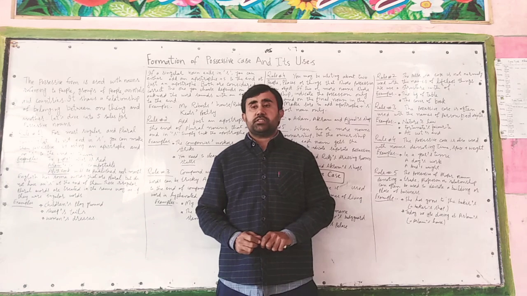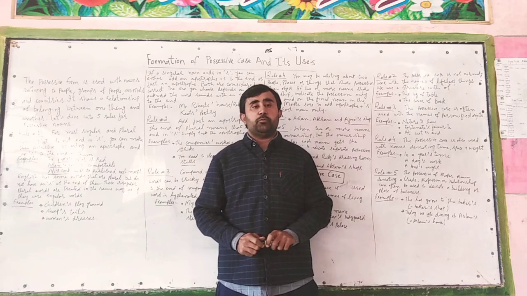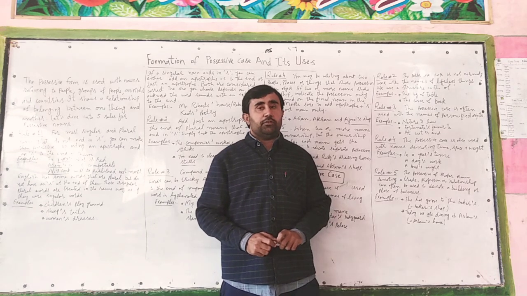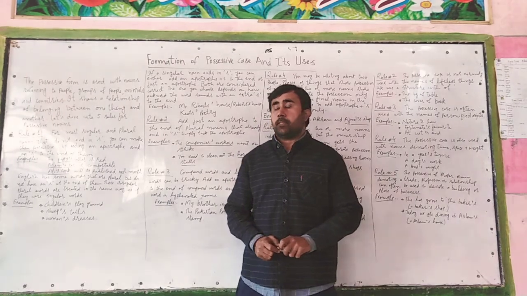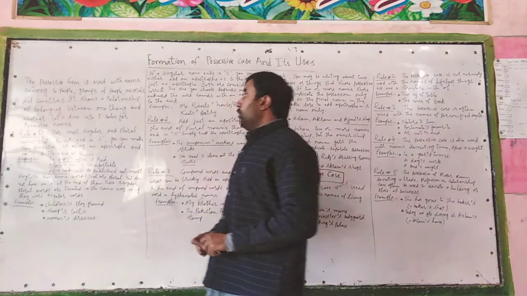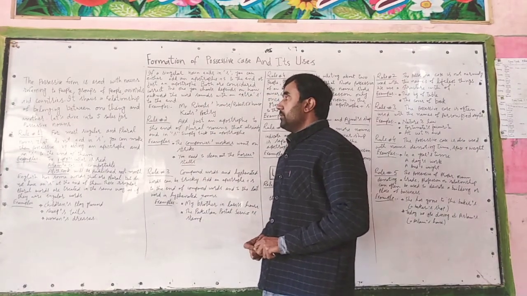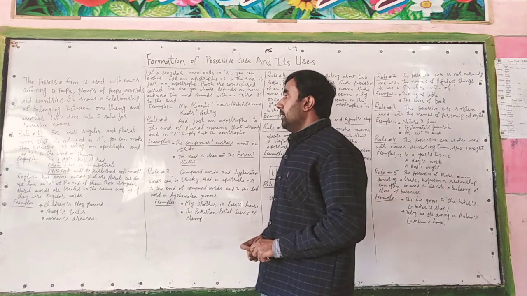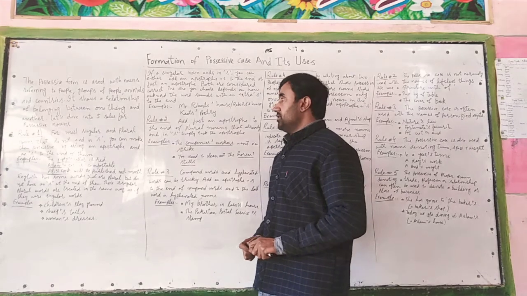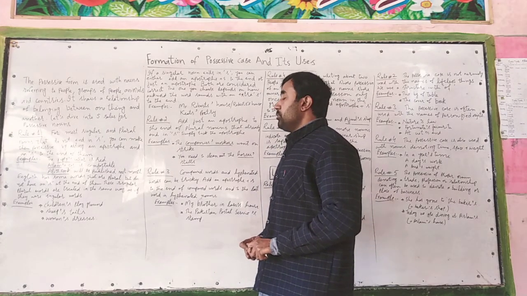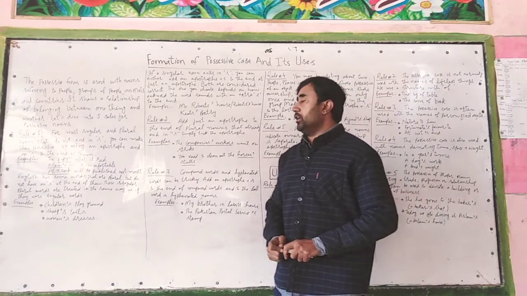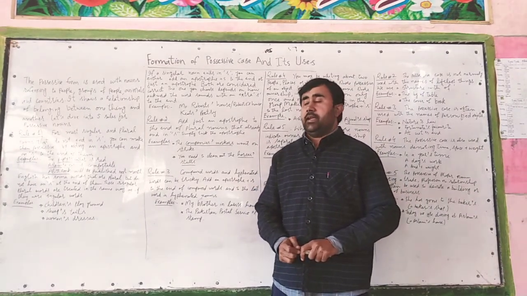Today we will discuss the formation of the possessive case and its uses. So let's start today's lesson. The possessive form is used with nouns referring to people, groups of people, animals and countries. The possessive case shows a relationship of belonging between one thing and another.